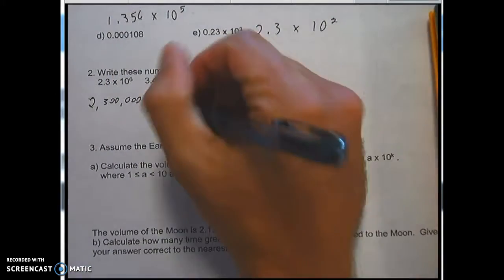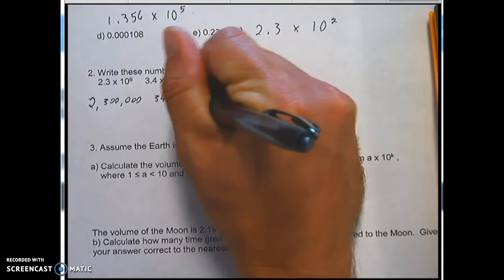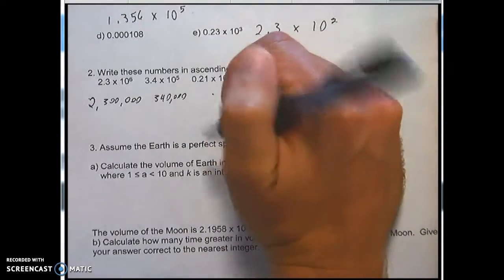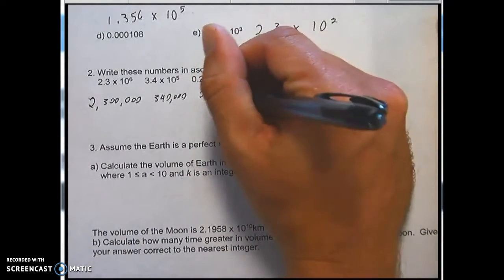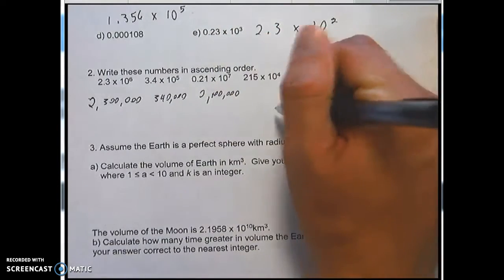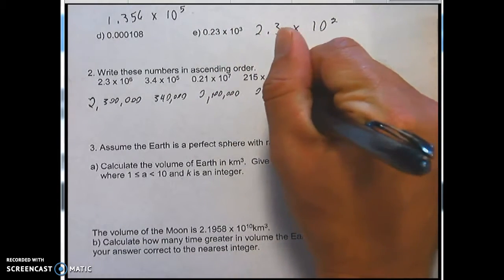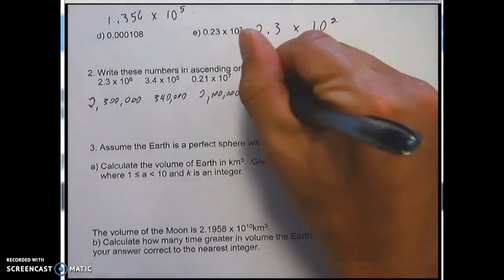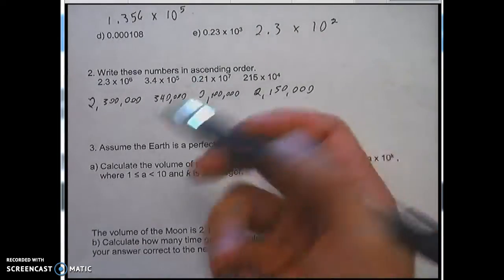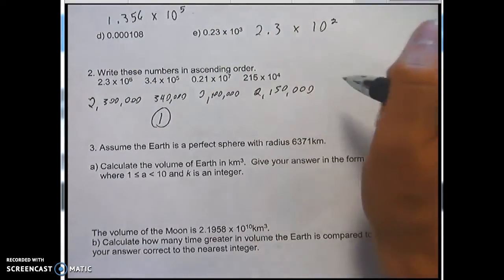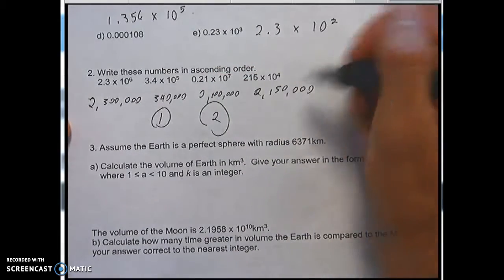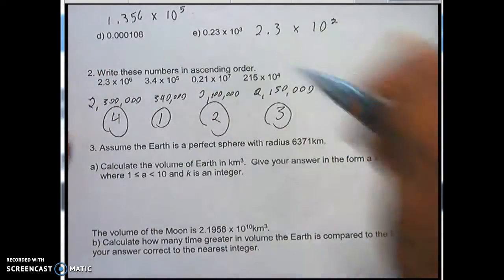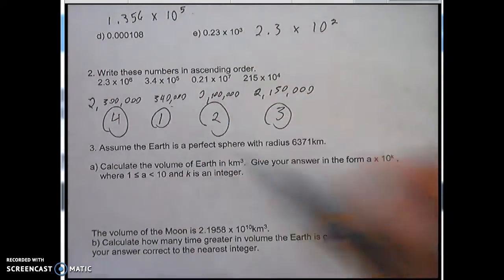This next one is 340,000. The third one, using the calculator, if you just type it in, is 2,100,000. And then the last one is 2,150,000. Now once you have it in numbers you understand, you can simply number them. So this is the smallest one. The next smallest one is this one. That's the second largest. And of course this is the largest. So if we're writing them in ascending order, the smallest one goes first.